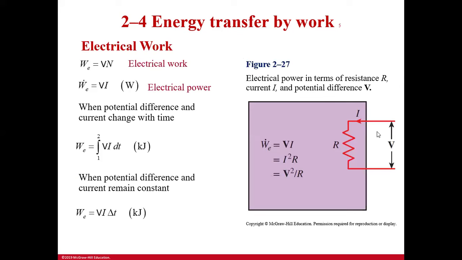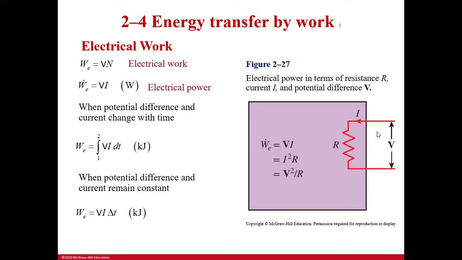Electrical work is given as VN, where V is voltage. The flow of electrical work, We dot, is given as volt V multiplied by current. Electrical power is measured in watt. When potential difference and current change with time, the total amount of electrical work done is the integral from 1 to 2 of VI dt, in kilojoule.